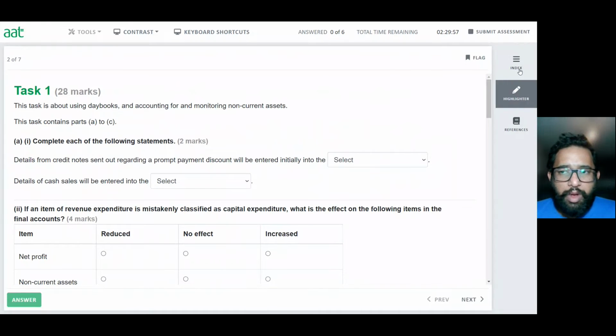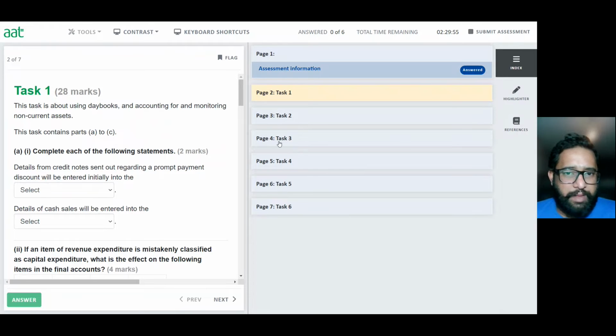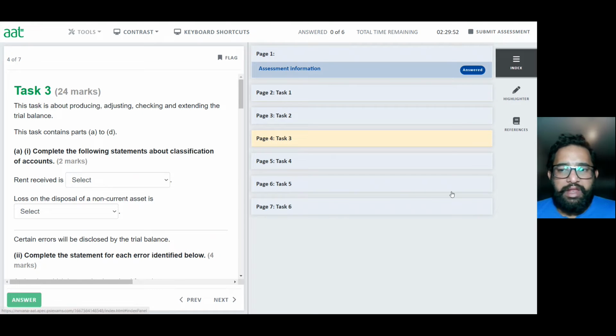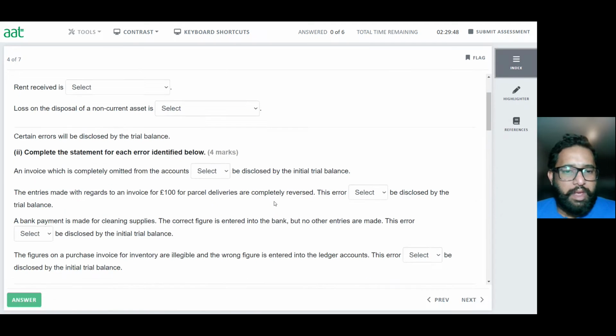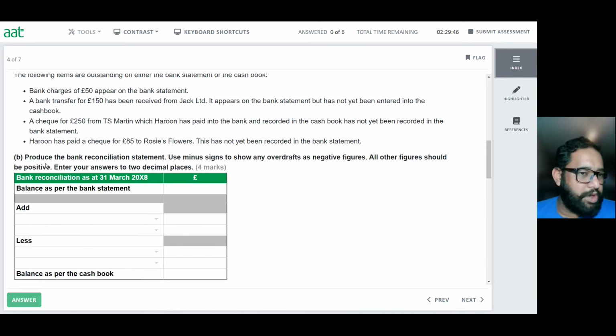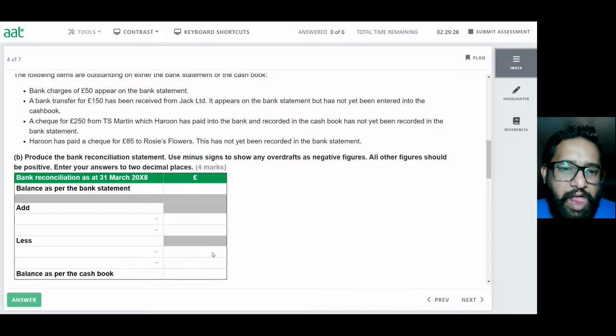I'm going to jump to question 3 quickly, which is here. The question says, produce the bank reconciliation statement, use the minus signs to show any overdraft figures as negative figures. So only here I use the minus. Here, when I say add and less, I should have left this £85 as a positive figure. And that is the critical part here.